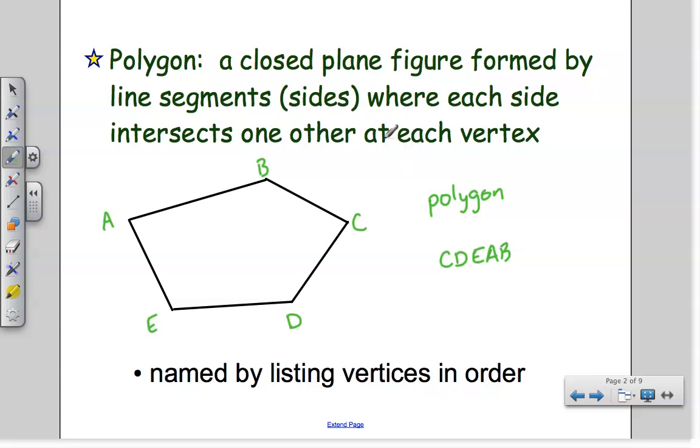One quick note then about what other qualities make something not a polygon. If it doesn't have line segments for sides, it's not a polygon. For instance, a circle is not a polygon because that's just one continuous rounded sort of line. I mean, I shouldn't even say line because it's not a straight line, right? So you have to have line segments for sides.